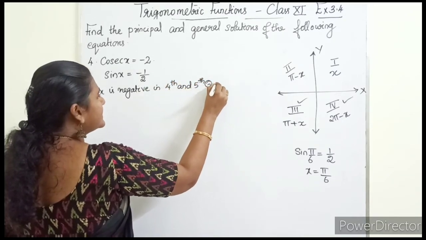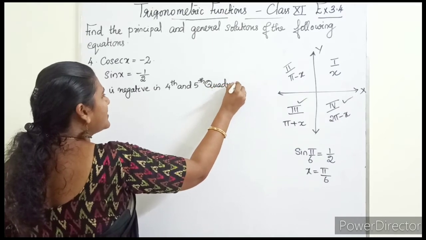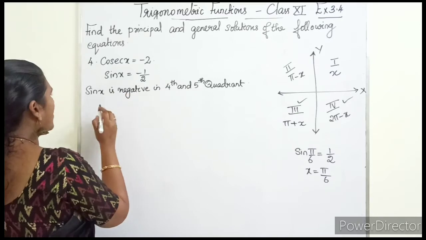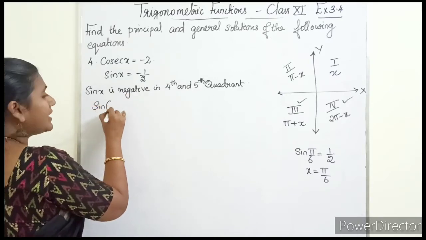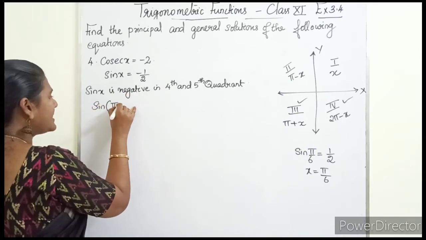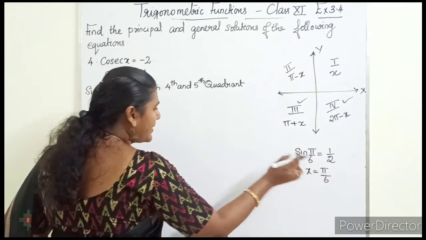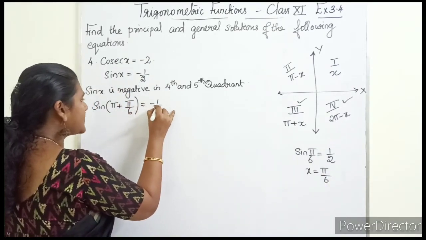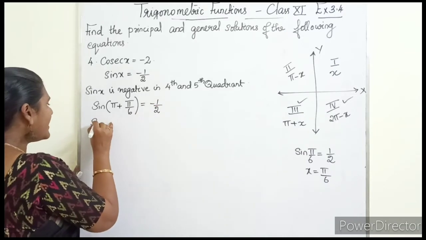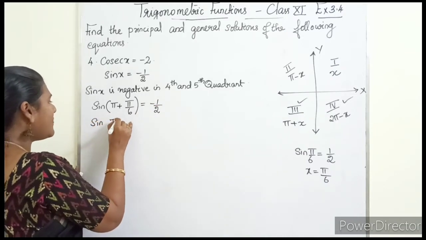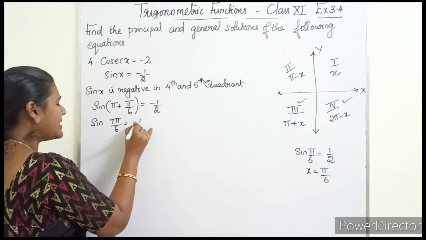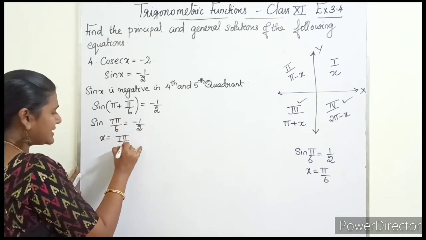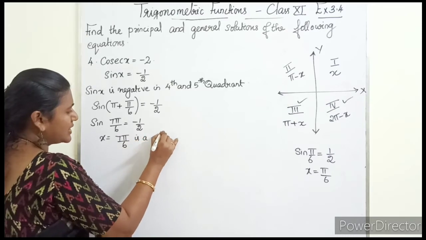Okay, sin x is negative in the third and fourth quadrant. So now we are going to find the angle in the third and fourth quadrant. In the third quadrant the formula is pi plus x. x is pi by 6. So sin(pi plus pi by 6) is equal to minus 1 by 2. We will simplify this, that is sin 7 pi by 6 is equal to minus 1 by 2. So we get x is equal to 7 pi by 6 is a solution. This is a solution. Okay.